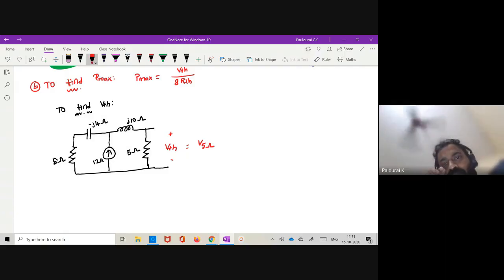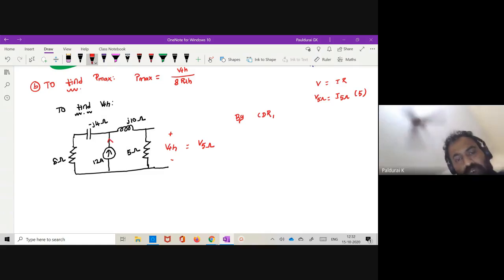Sir, using the current division rule? Okay, current division rule you can use. The current which is flowing through the 5 ohm, you want to calculate. Then you want to multiply that by the resistance. That will give you the voltage across 5 ohm. You know, V equals I times R. So what is V across 5 ohm? I through 5 ohm times R, where R is 5. So 5 times I through 5 ohm. So how will you calculate it by CDR, right? Current division rule. You are applying 12 ampere.